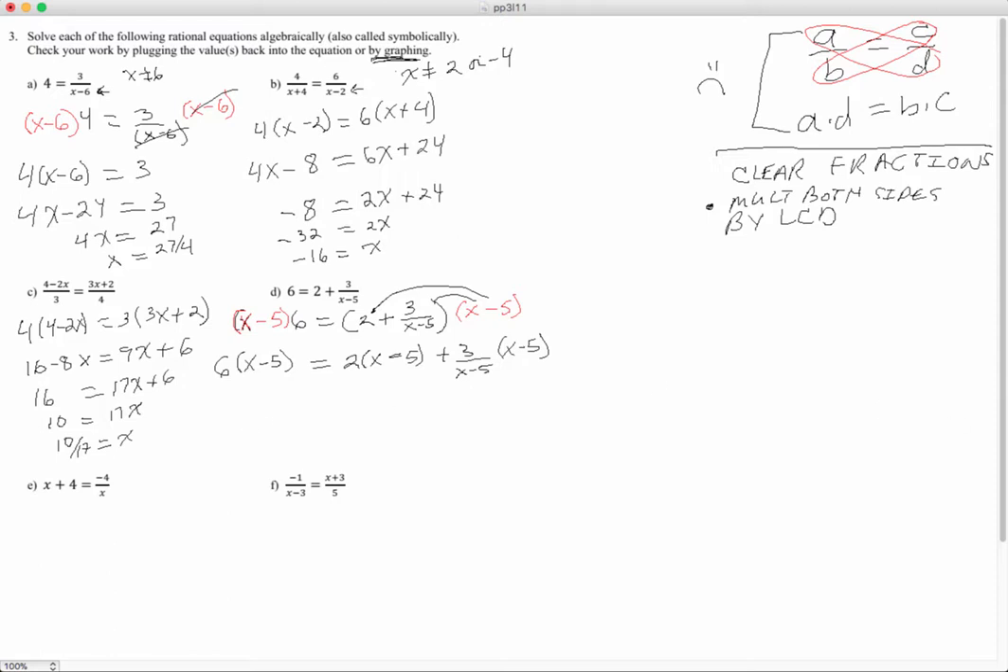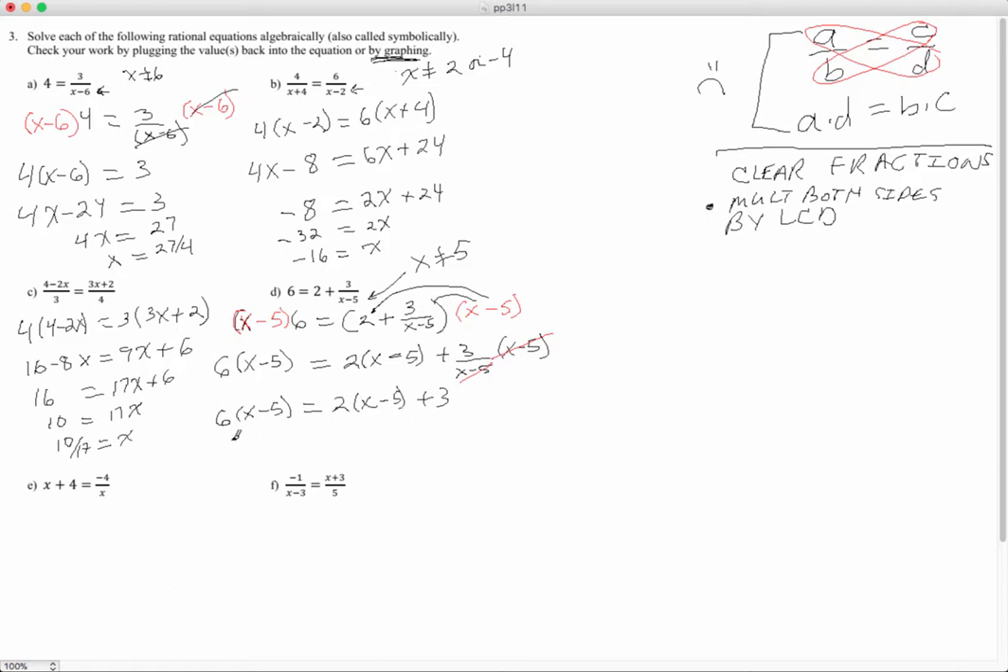Cool thing is that you'll notice this x minus 5 and this x minus 5 cancel each other out. And so our new beautiful equation looks like 6 times x minus 5 is equal to 2 times x minus 5 plus 3. That's a fine looking little equation there. Oh, by the way, we know up front x cannot be equal to 5 because that would have caused division by 0 in the original.